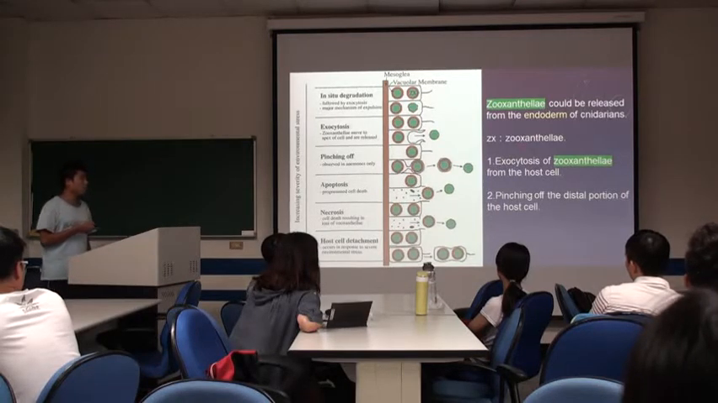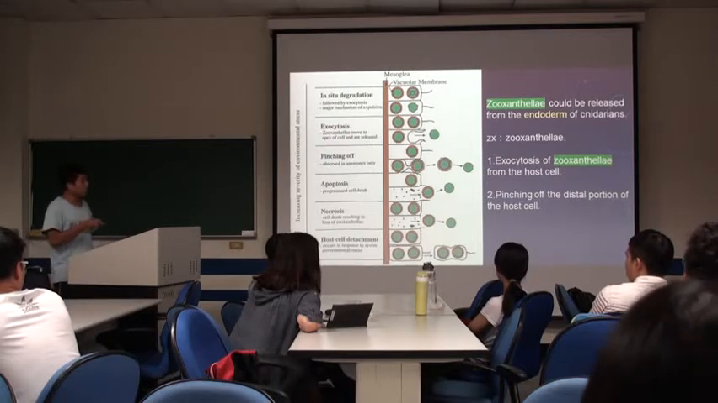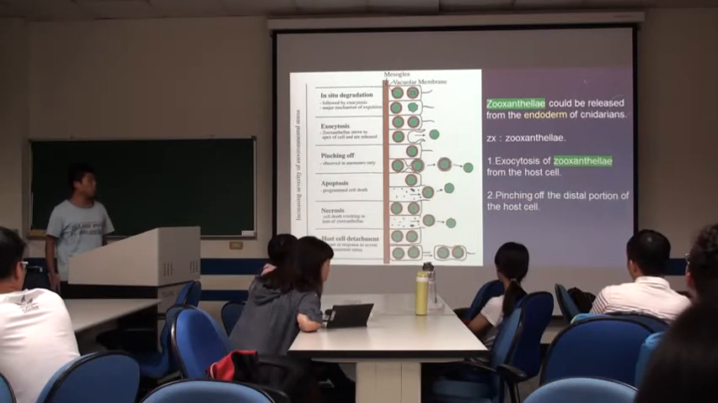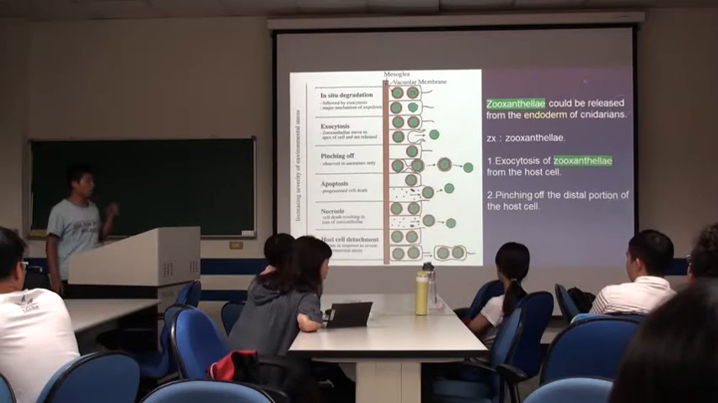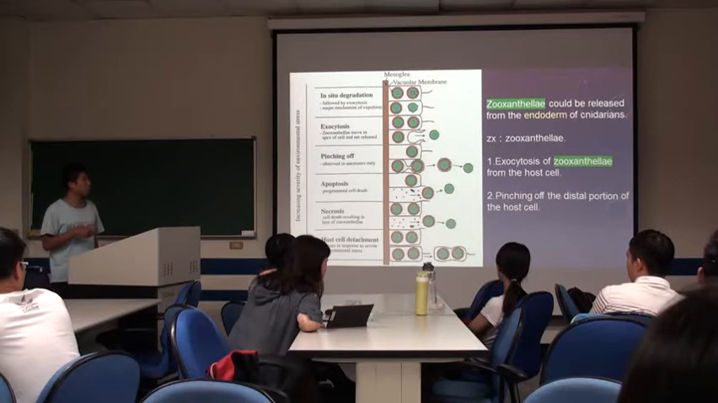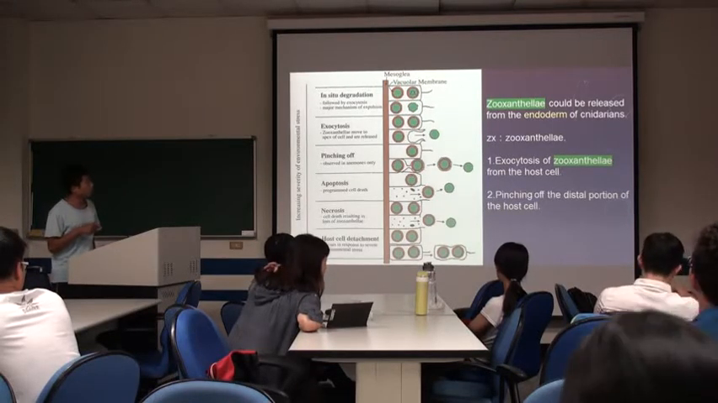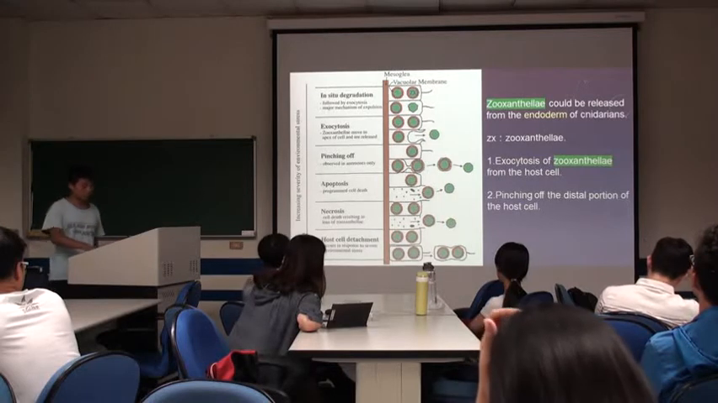Step 1. Exocytosis of dinoflagellates from the host cell, resulting in the release of isolated algae. Step 2. Bleaching of the distal portion of the host cell, resulting in the dinoflagellates surrounded by vacuolar membranes.